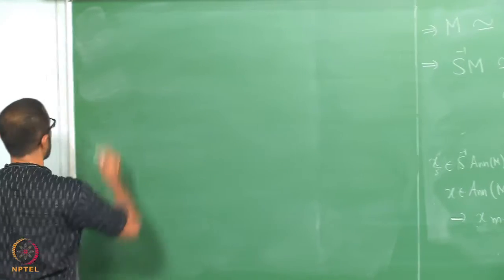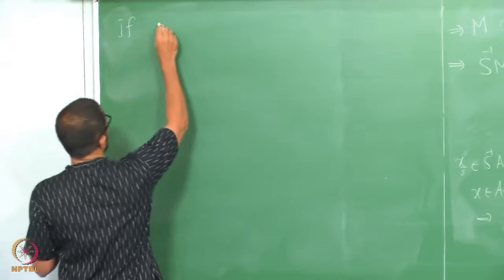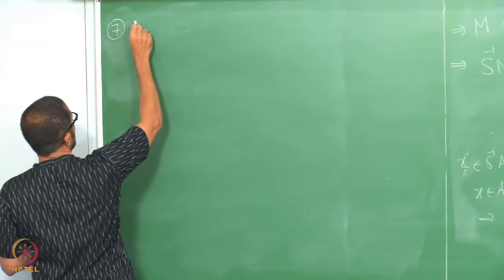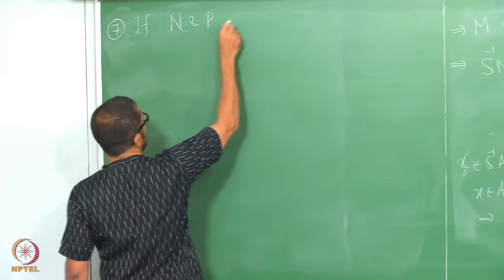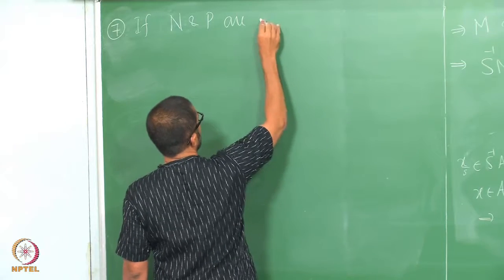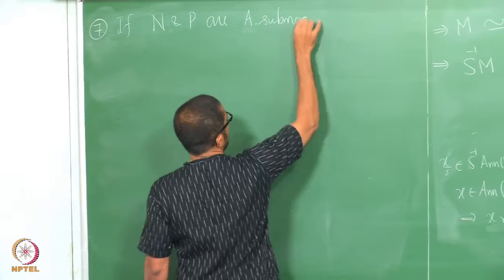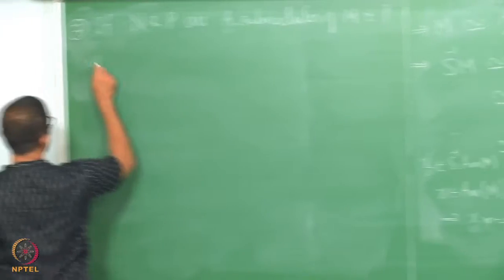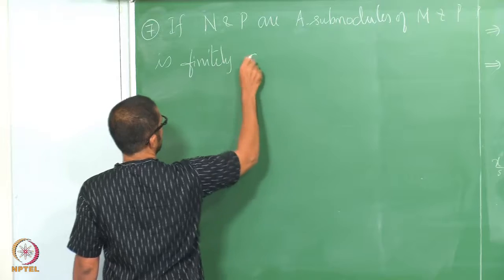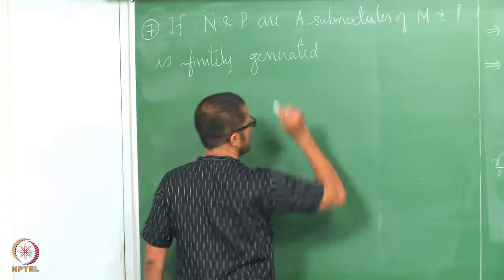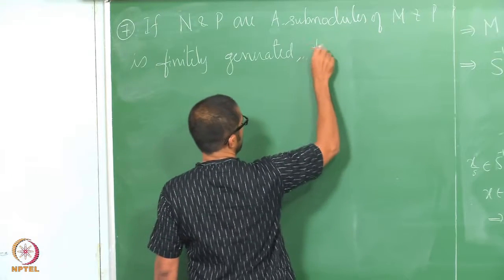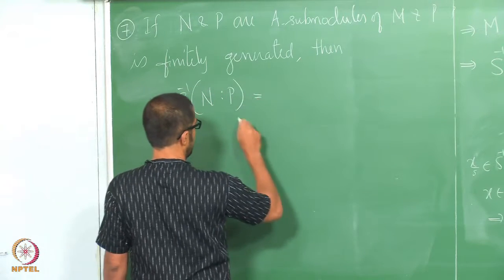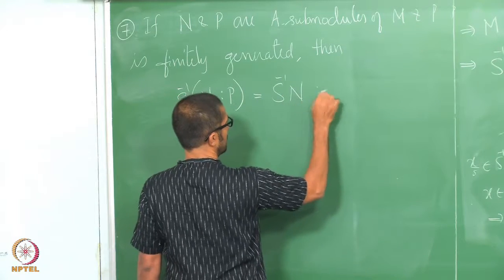Again, this is property 7: if n and p are submodules of M and P is finitely generated, then S inverse of (n colon P) is the same as S inverse n colon S inverse P.